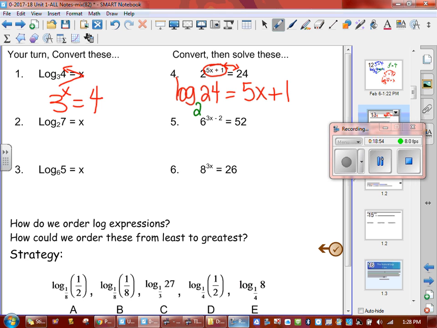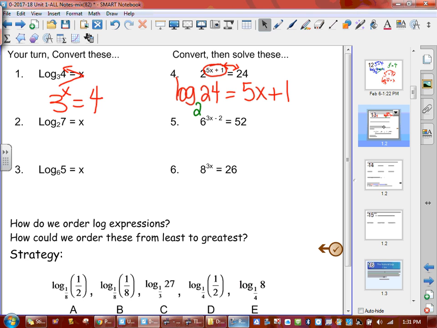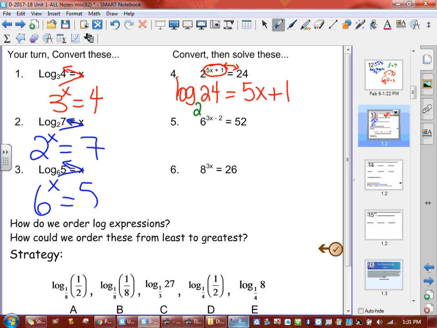Okay, we're going to see how far you got here, guys. So, let's convert to exponential. Let's do our 7 rule. 2 exponent x equals 7. Number 3, 7 rule. 6 exponent x equals 5. Did everybody get those 2 correct? Yes? Excellent. All right, let's go over here. This one we actually converted. We didn't solve it yet. Then it says convert, then solve. Well, we're going to convert the next 2, and then we're going to solve all 3 of them, okay?